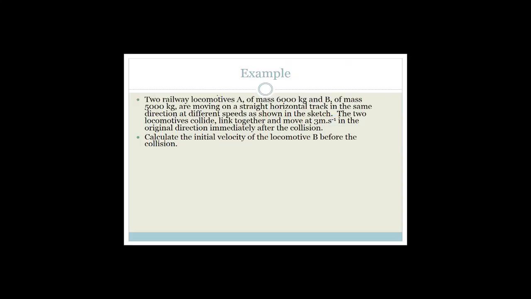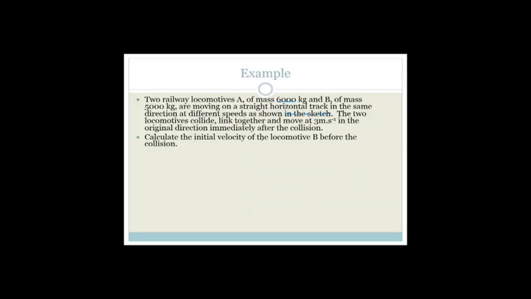So we've got two railway locomotives, A of mass 6,000 kgs and B of mass 5,000, moving on a straight horizontal track in the same direction at different speeds. Okay, don't worry about it, showing the sketch, I'm going to draw a sketch for you. The two locomotives collide, link together, and move at 3 meters per second in the original direction immediately after collision. Now it says calculate the initial velocity of the locomotive B before the collision.